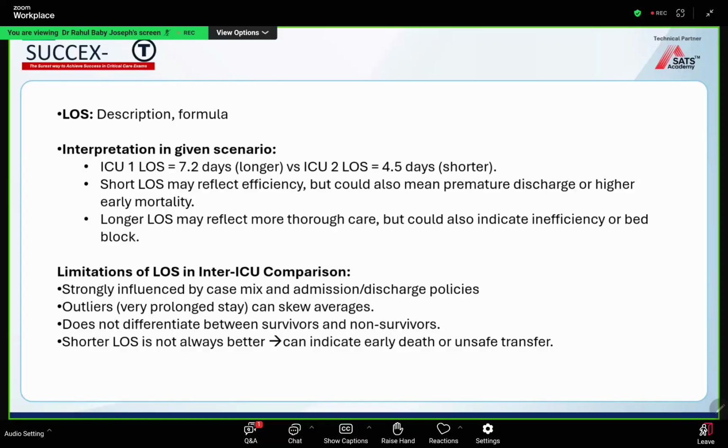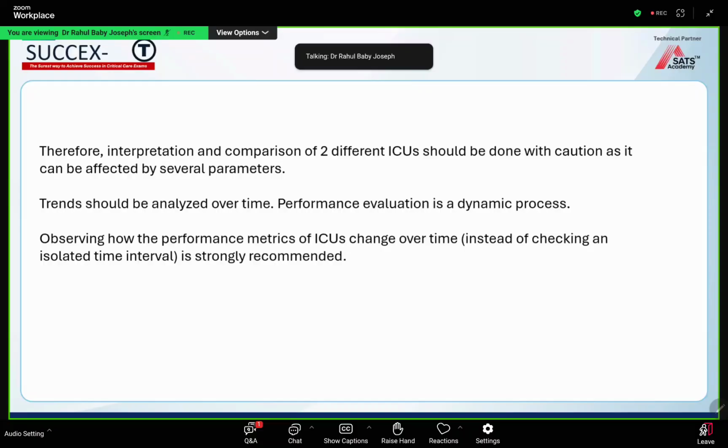When you are doing an inter-ICU comparison, these things are strongly influenced by case mix and admission and discharge policies. There can be certain outliers, that is, certain patients who have a very prolonged stay, and it can skew the averages. A shorter ICU stay is not always better. It can be because of an early death, or because of an unsafe transfer also. Therefore, interpretation and comparison of two different ICUs should be done with caution, as it can be affected by several parameters. These trends should be analyzed over time. Observing how the ICU metrics change over time is more important than checking them in an isolated interval.